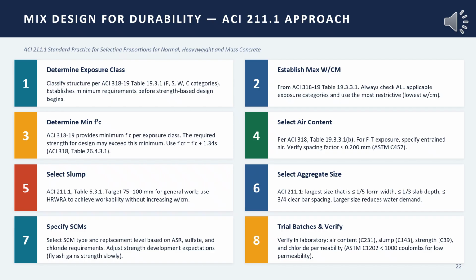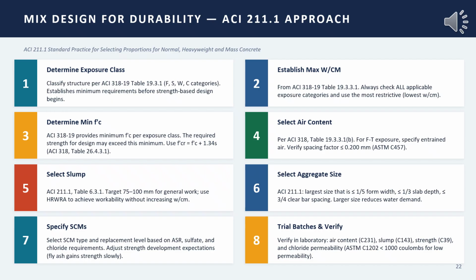Step 2, establish the maximum water to cementitious material ratio. From ACI 318-19 table 19.3.2.1, read off the most restrictive, that is the lowest water cement limit across all applicable exposure classes. So this is your upper bound, you cannot exceed it.